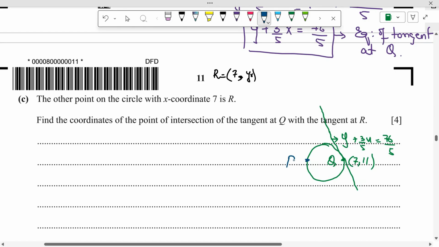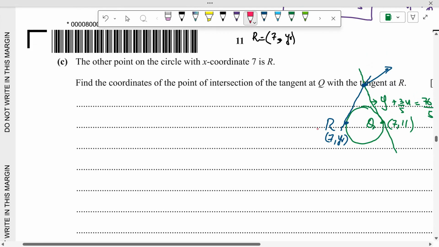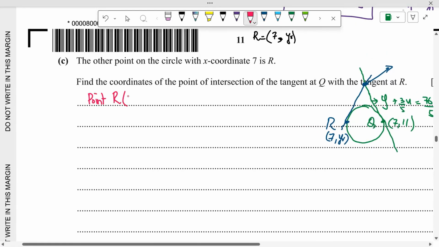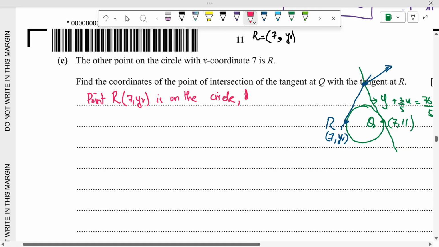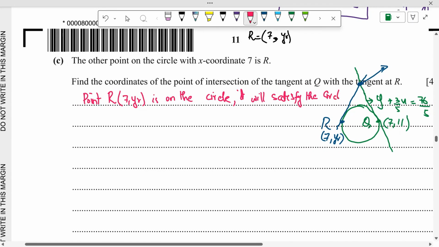So suppose this one is R, which has the x coordinate 7 and y coordinate yr, which is unknown. When we plot the tangent at R, it will intersect at this point, and we need to find the intersecting point of the tangent at R with the tangent at Q. So first we need to find the point R, which is 7 comma yr. It is on the circle, so it will satisfy the circle equation.